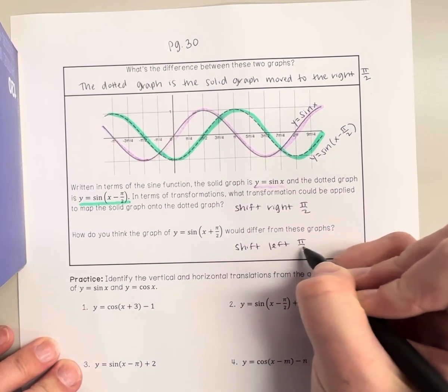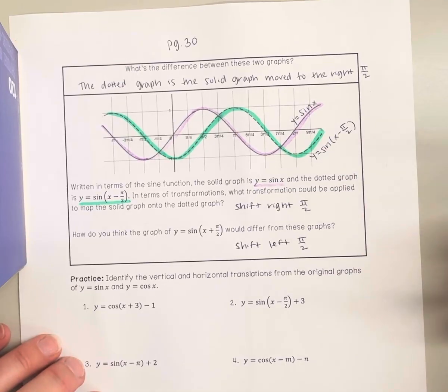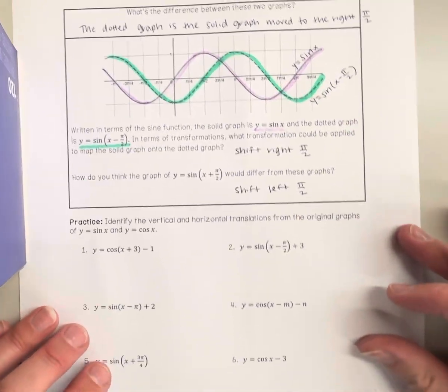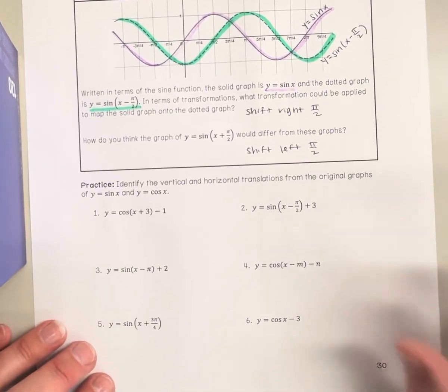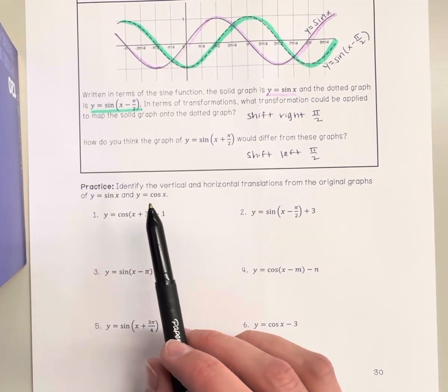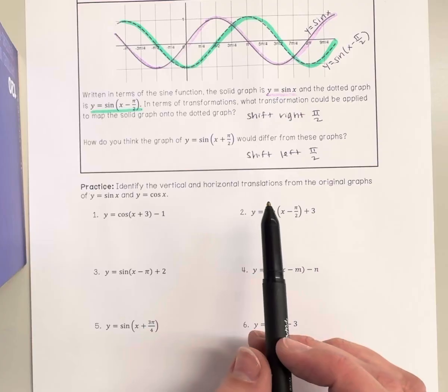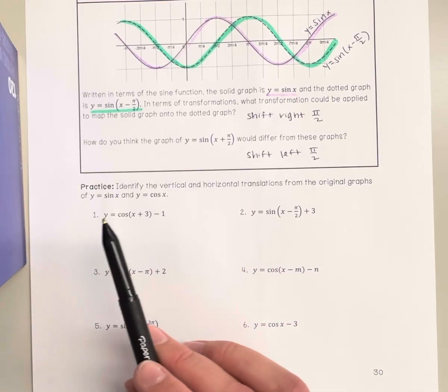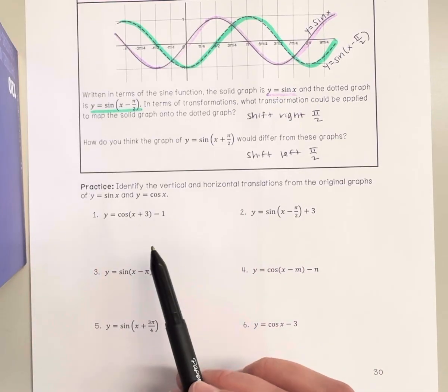And another word for shift is translate. So you could say translate right pi over 2 or translate left pi over 2. All right, the practice on the bottom says identify the vertical and horizontal translations from the original graphs of sine of x and cosine of x.